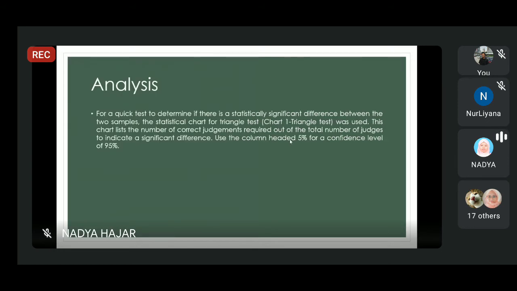So for a quick test to determine if there is a statistically significant difference between the two samples, the statistical chart for triangle test, chart 1, was used. This chart lists the number of correct judgments required out of the total number of judges to indicate a significant difference. Use the column headed 5% for a confidence level of 95%. So saya nak tanya sini, siapa yang tahu apa tu significant difference? Siapa boleh jawab?